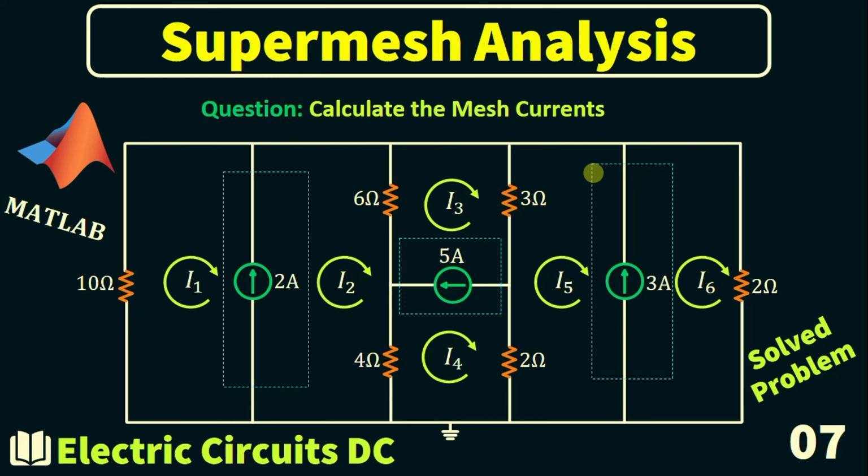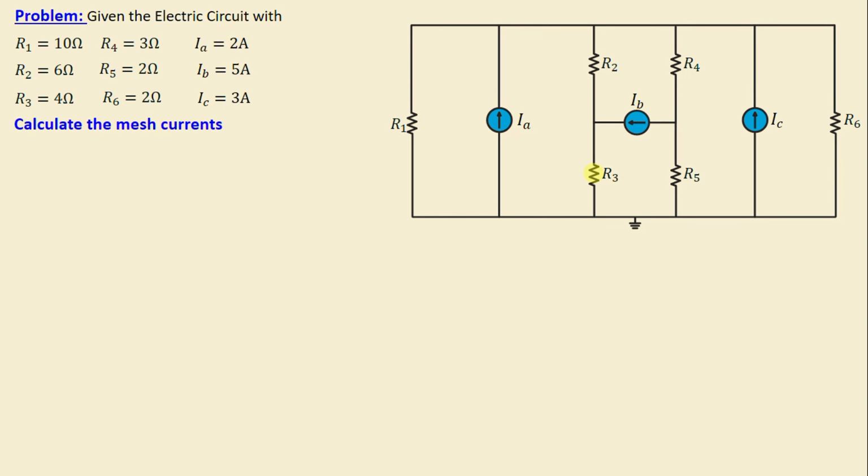Solve the problem number 7. Let's consider this network consisting of 6 resistors labeled R1 through R6 as well as 3 current sources IA, IB and IC. The question now is to calculate the mesh currents. Let's move on to the solution.